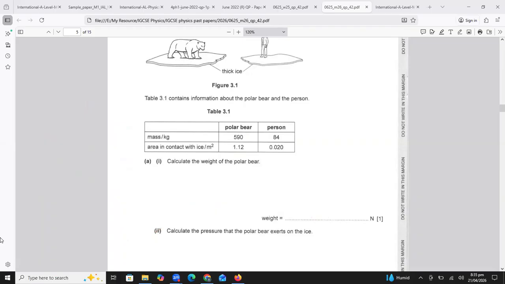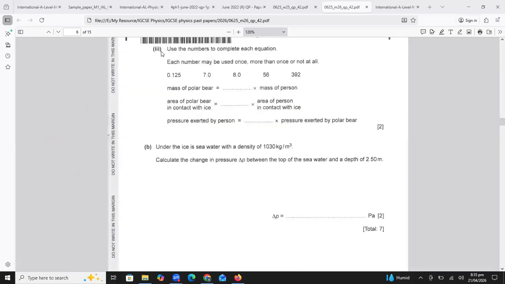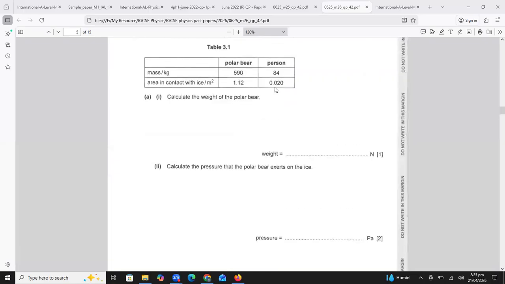Now I'm moving towards the next part. What they are saying in part 3, use the numbers to complete each equation. Each number may be used once or more than once or not at all. Okay. Mass of polar bear is equals to x times mass of person. So we have to find how many times the mass of polar bear is greater than the mass of the person. So you can see this table. Mass of the polar bear is given 590, and mass of the person is given 84.